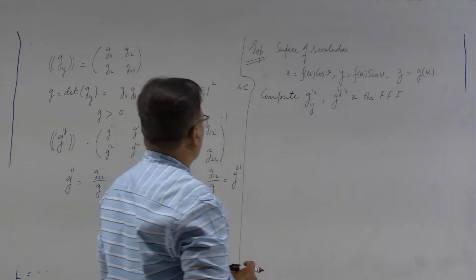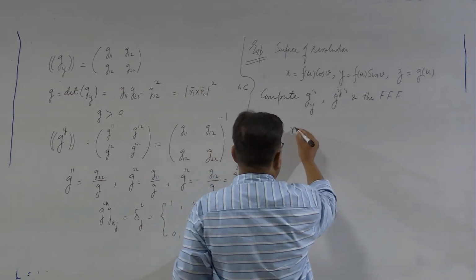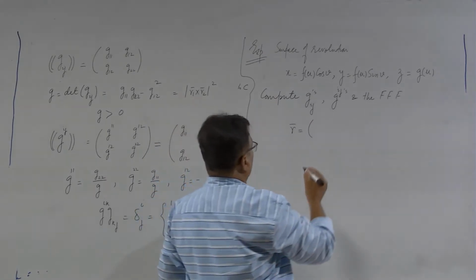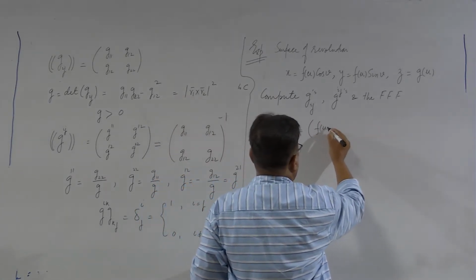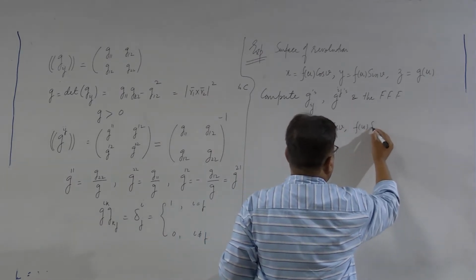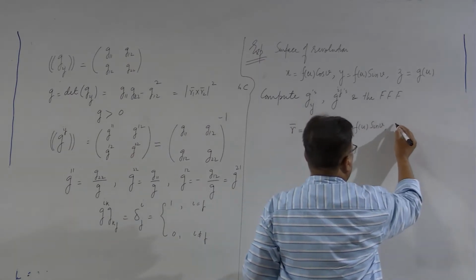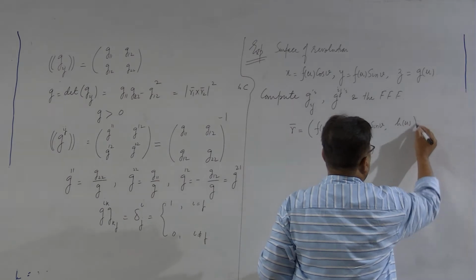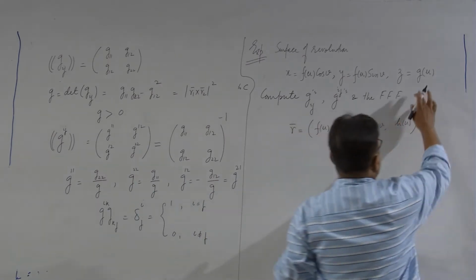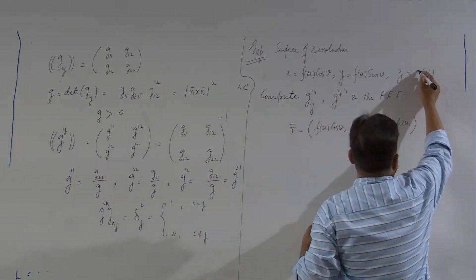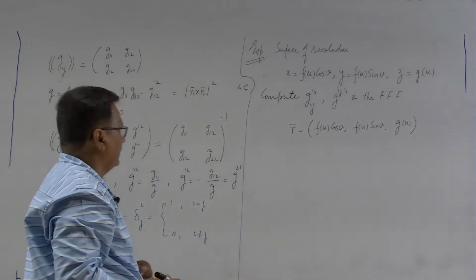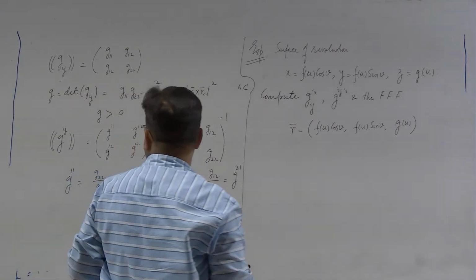Okay, so, what do we do? We write down the position vector of a point on our surface of revolution. So, the x component here is f(u) cos v, y is f(u) sin v and z is a function of u, say g. Okay, g is better, f, g. All right. Then what are the g ij's?